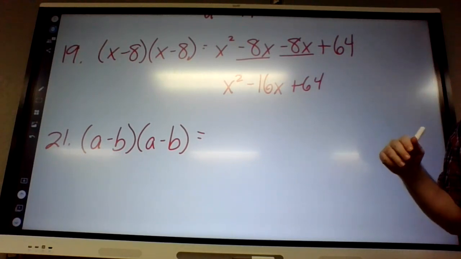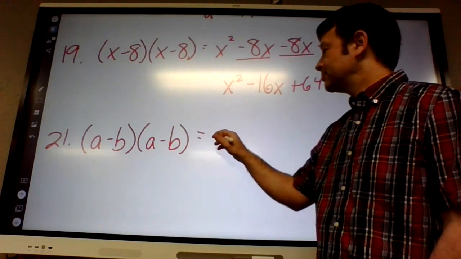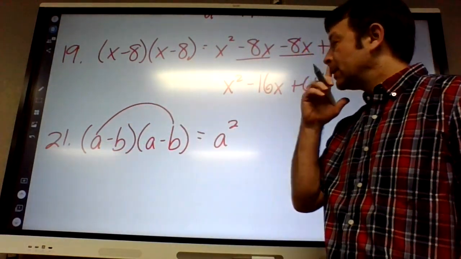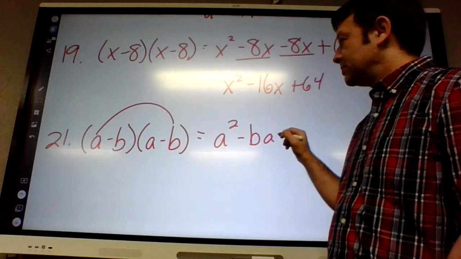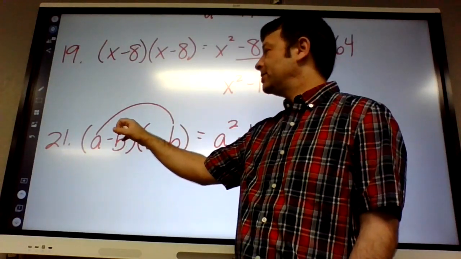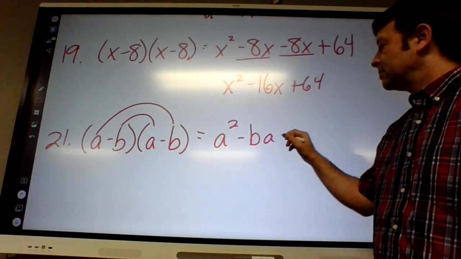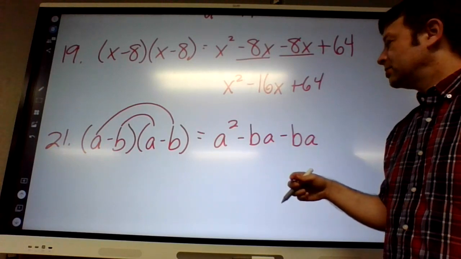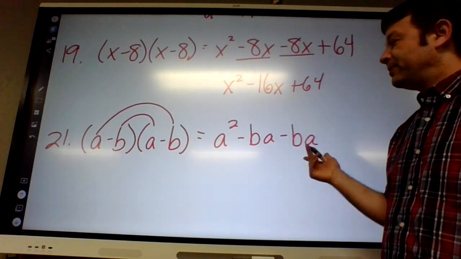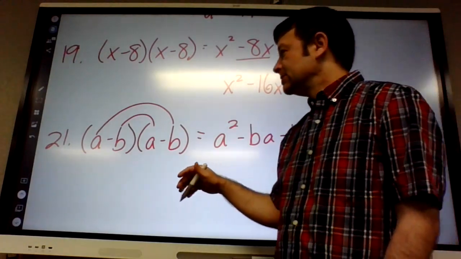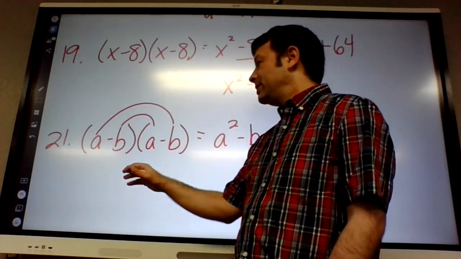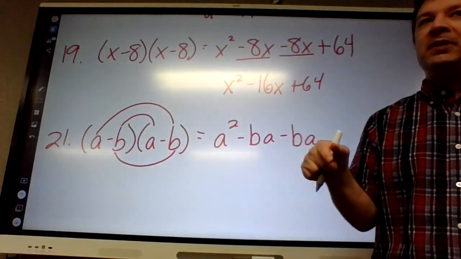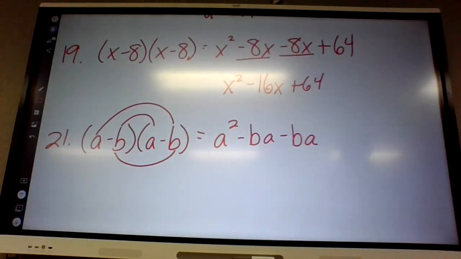All right, Corey, what would the first be? A squared. What would the outside be? Negative AB. What would the inside be? Negative BA. Does the order of the B and the A matter? No, whatever order you want. Well, the book would put it in alphabetical order, so they would put A, B, but negative B. That might make it a little trickier when we're grading, but it doesn't matter. And then what would the last be? Positive B squared, right, negative B times negative B is positive B squared.